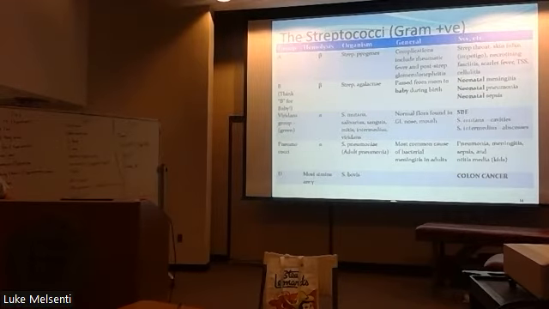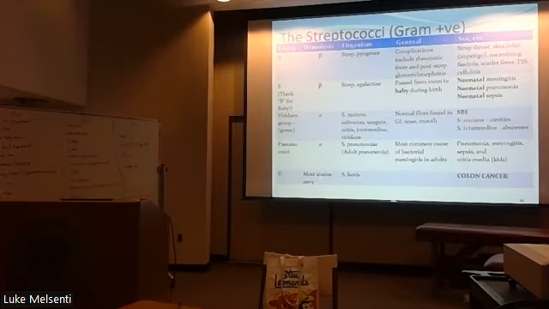Then there's the pneumococci, which are also alpha. Most common cause of bacterial meningitis in adults. Causes pneumonia, meningitis, can result in sepsis. And typically in kids, causes ear infections. That's an important thing here.